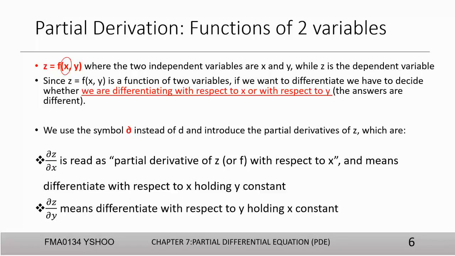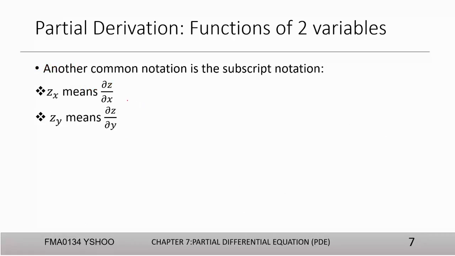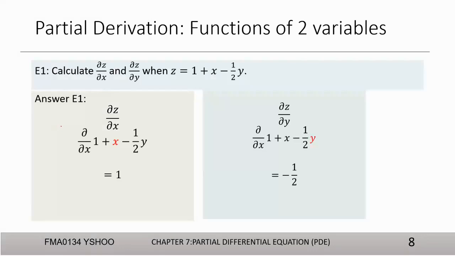So we introduce the partial derivative of z. Del z over del x is written as the partial derivative of z, and it's not necessarily z, it can be f and so on, with respect to x, meaning differentiate with respect to x holding y constant. Del z over del y means we differentiate with respect to y holding x constant. Sometimes we use z with a small x below, and z with a small y below, meaning you are differentiating with respect to y if you have z_y.